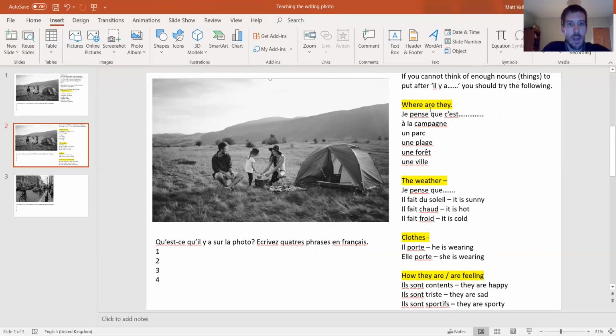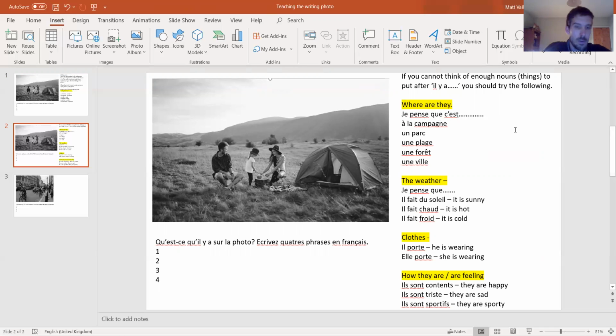So where are they? Where is the picture? Okay, is it in the countryside? Is it in a park, at a beach, in the forest, in a town? Okay, so that's a really quite straightforward one to do. So you could start, and I would probably be inclined to start these ones with je pense que c'est. I think that it is.